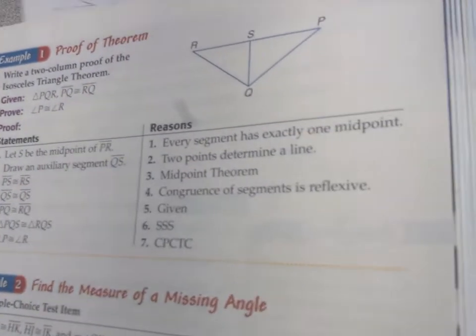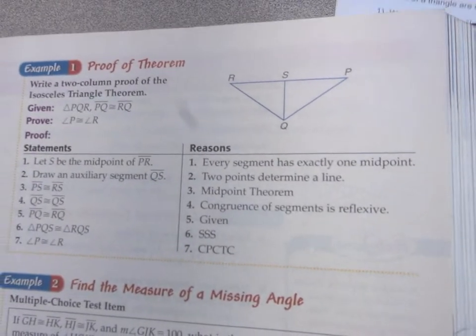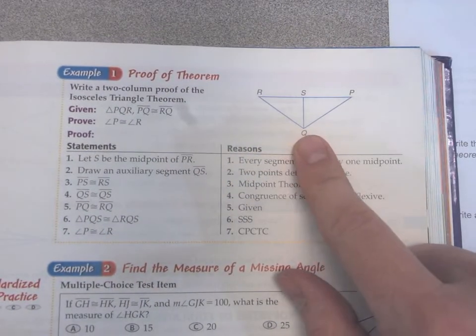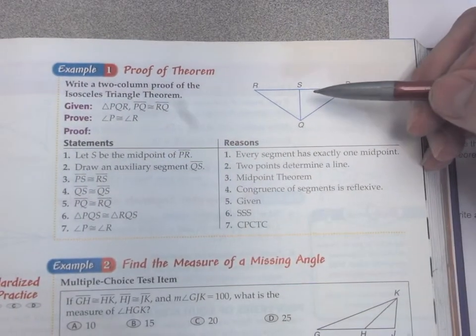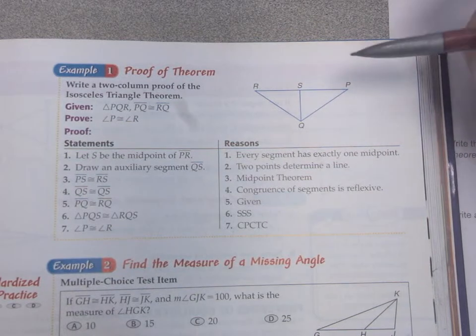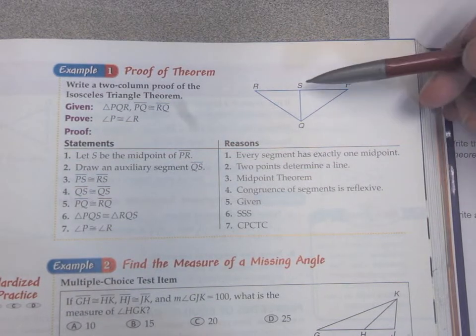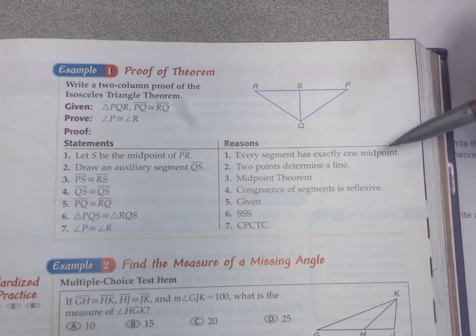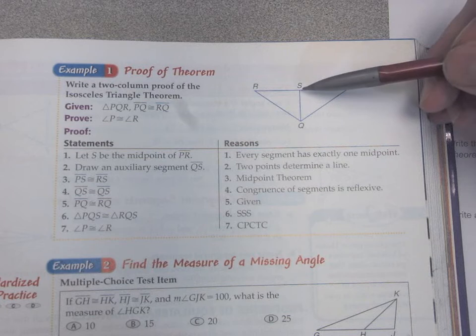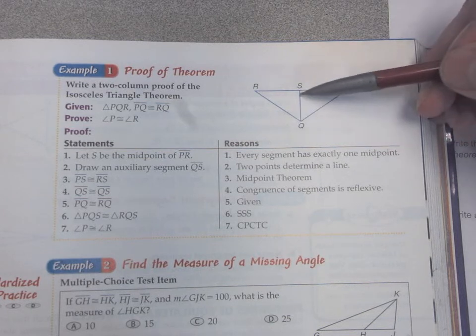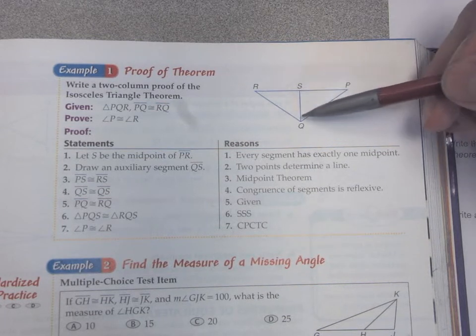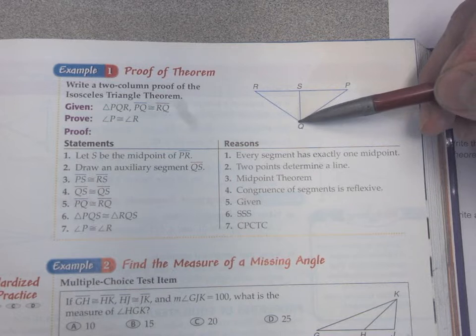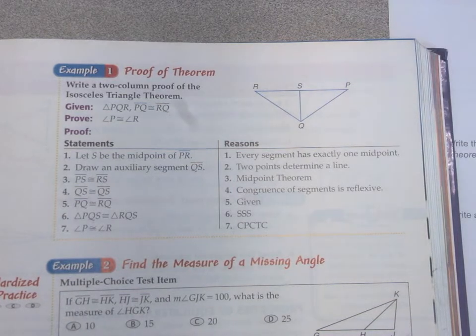So when we look at this proof over here, what we have is S is the midpoint of PR, right? So you're like, well, how can you just add a midpoint? Well, remember that our perpendicular bisector allows us to add midpoints, okay? And every segment has one midpoint. Then what it does is it connects S to Q, the midpoint of the triangle to the bottom, I guess, of the triangle here. And that's going to give you a line, okay?